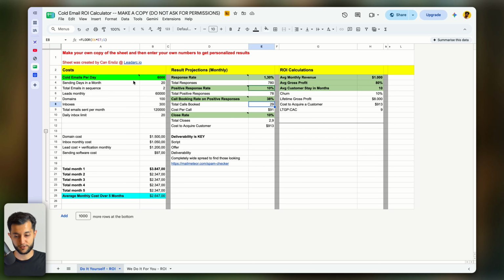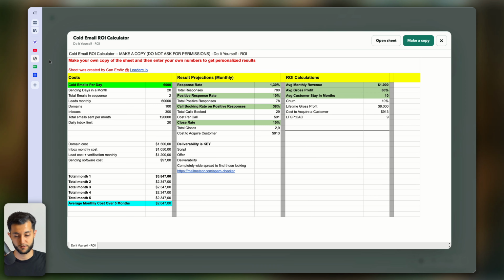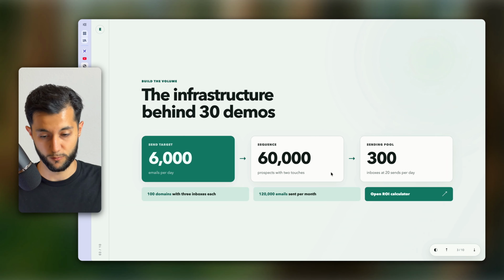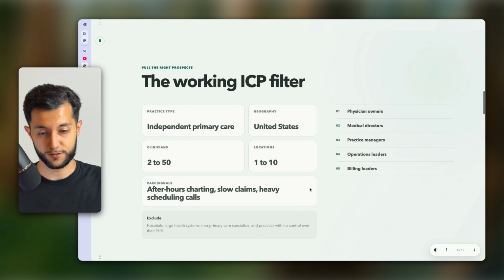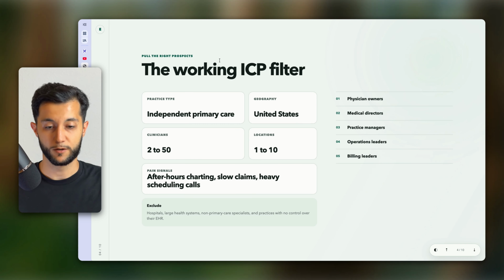If we look at the infrastructure that we would need to set up, it looks like this. We would need 300 inboxes with 100 domains. So then each domain would get 3 inboxes, right? That's how the infrastructure works. And with that infrastructure, we would go ahead and buy prospect data. And not just some prospect data, because there's some strategy to this entire thing.